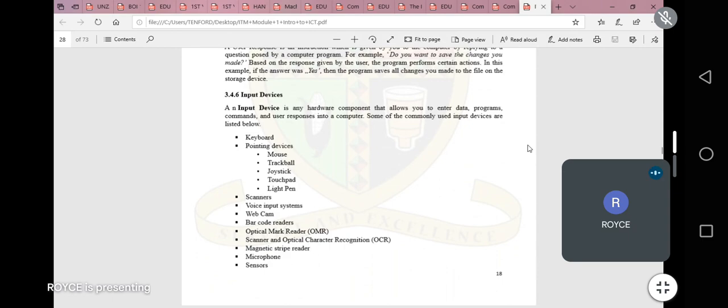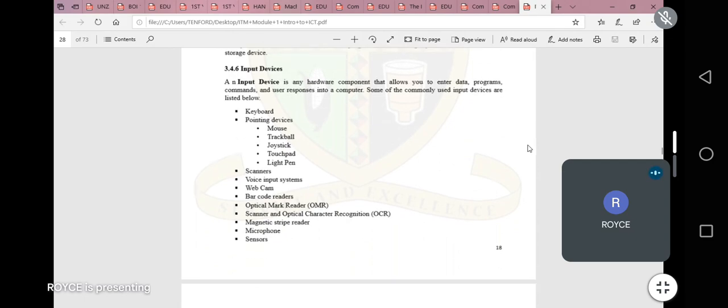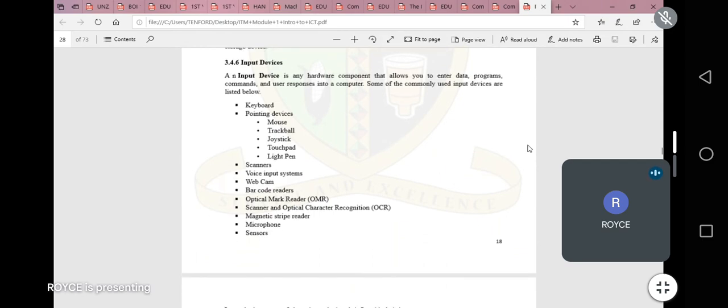We have established that when you want to enter data, enter instructions, or give commands to a computer, you use input devices. An input device is any hardware component that allows you to enter data, programs, commands, and user response into a computer. Some of the mostly used input devices are the keyboard and the pointing devices such as the mouse, the trackball, the joystick, the touchpad, and the light pen. These are pointing devices.